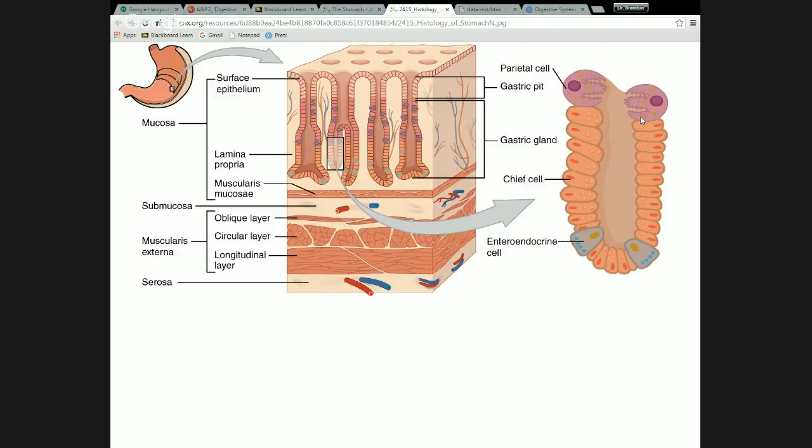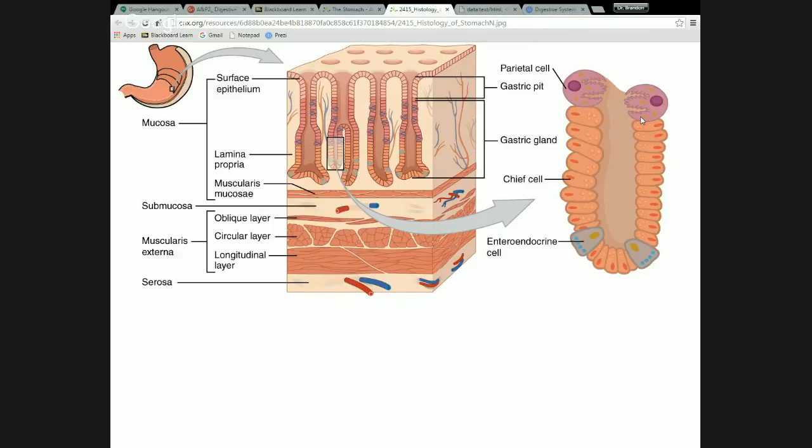So those two cells are making different components, which are each separate until they meet together in the lumen of the stomach. And then when pepsinogen is exposed to the low pH of the stomach acid, it gets activated and becomes pepsin. The other type of cell here at the bottom, called the enteroendocrine cell, or G cell, makes a hormone called gastrin. So they're called G cells to refer to gastrin that's made there.